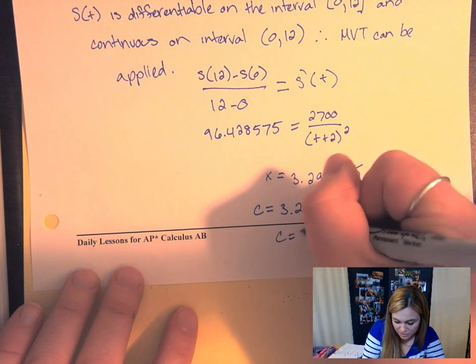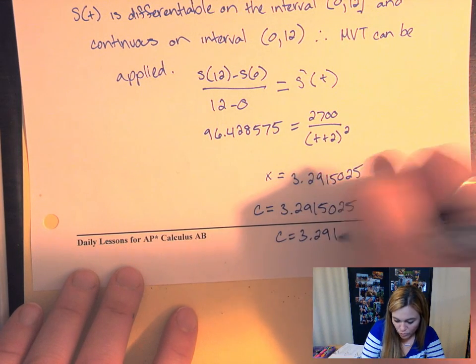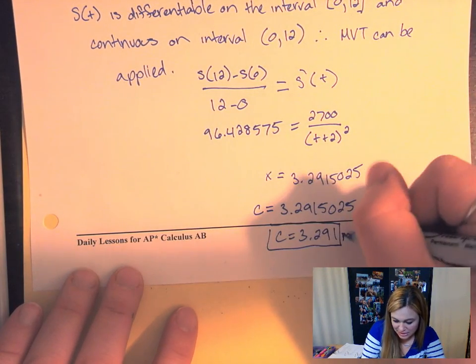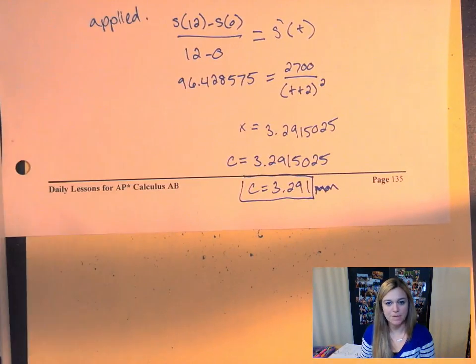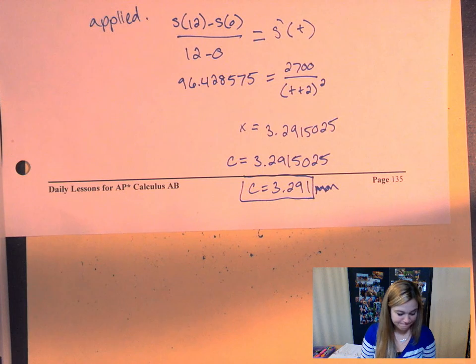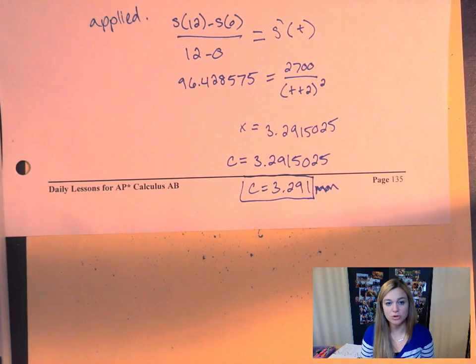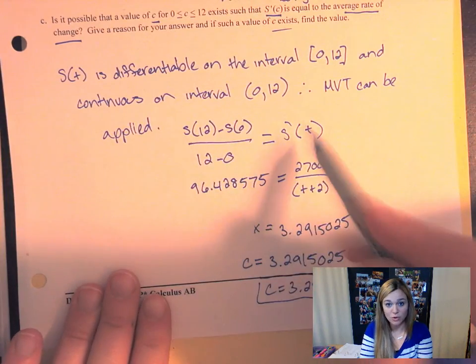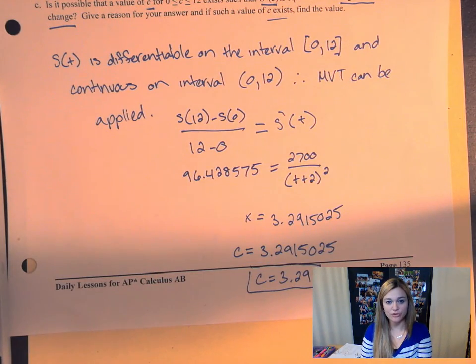Or I could have just said 1. I'm not even going to say months because it didn't ask for me. But I can say c is equal to 3.291. We did it. Yeah, that's it on this one. So we showed mean value theorem applied. We said differentiable, continuous. We showed what mean value theorem was by writing this. We are good to go.